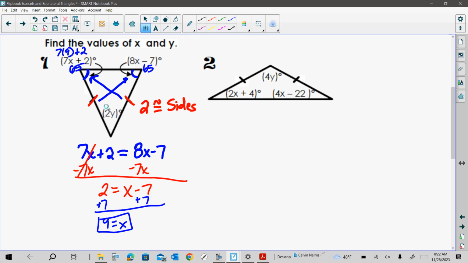So every triangle has a sum of 180. If these two base angles are 65, to get to my angle y, what would be this vertex angle measure? Yeah, because 65 and 65 is 130, so this would be 50. So to find my value of y, I'm just saying 2y equals 50, which means y equals 25. Take half of it.